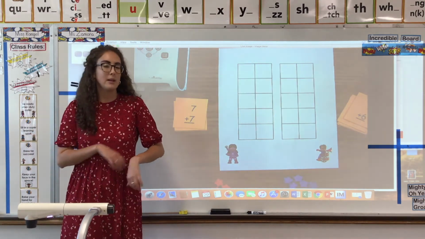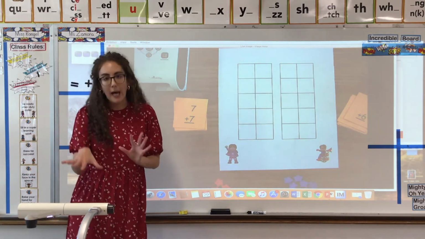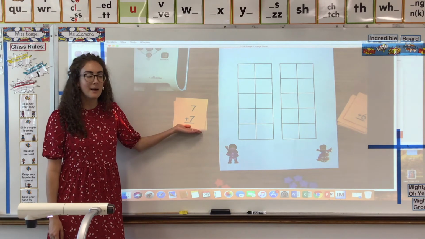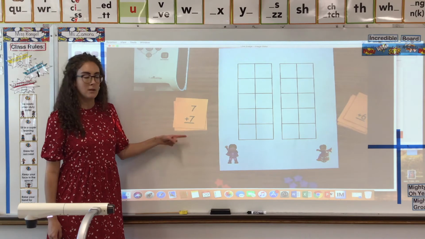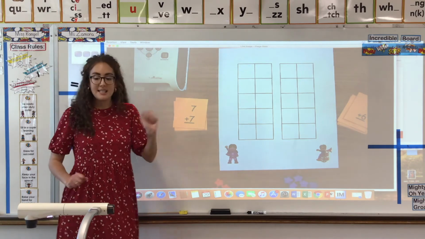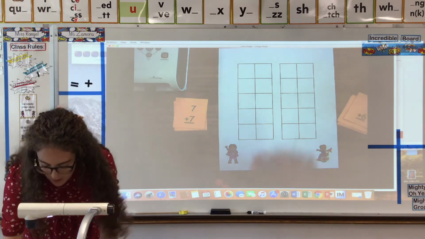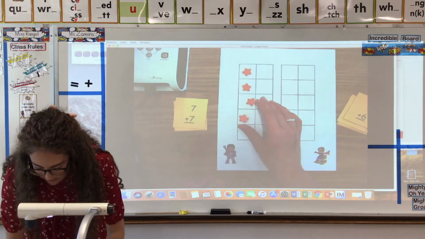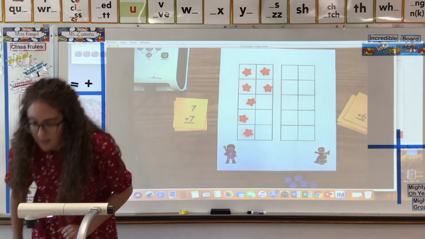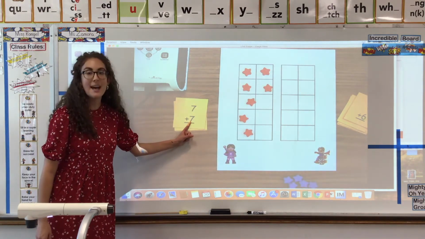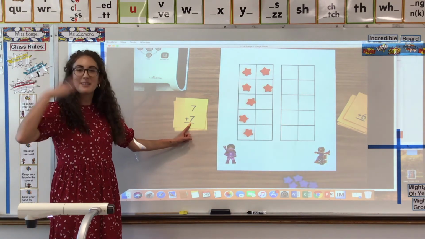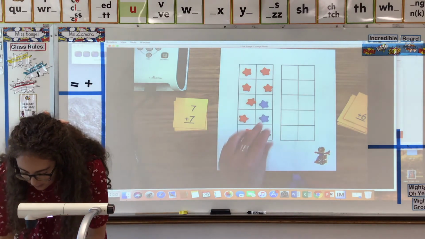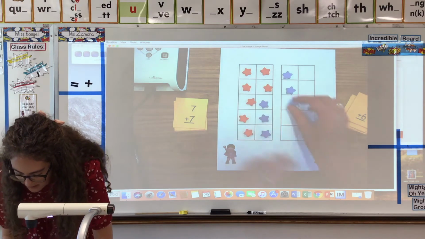Nice job. Of course, if I'm going too fast, you gotta pause me, and that's okay. What's our next fact? 7 plus 7. So we have to start with 7. Let's see 7 on our board. Can you show me 7? 7, I've got 4, 5, 6, 7. And then add 7 more in a different color so you can see what you're adding. Here we go, adding 7 more. 3, 4, 5, 6, 7.